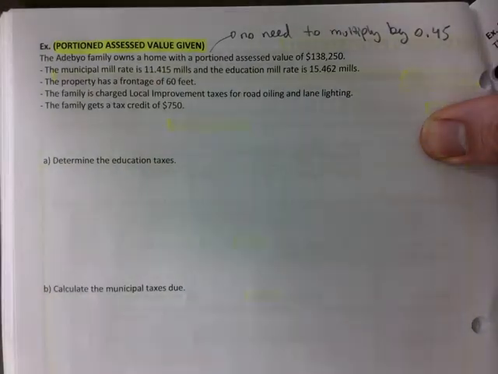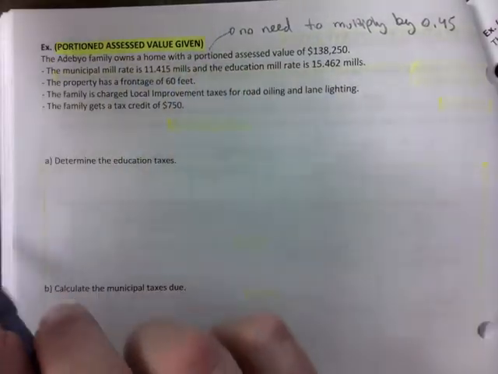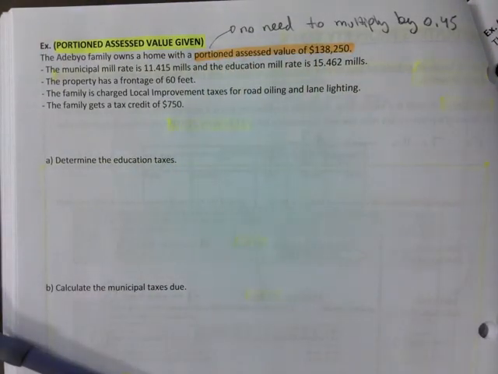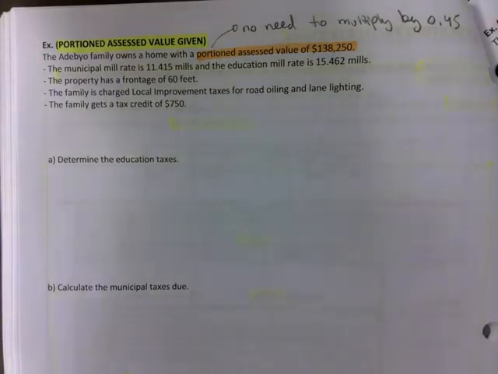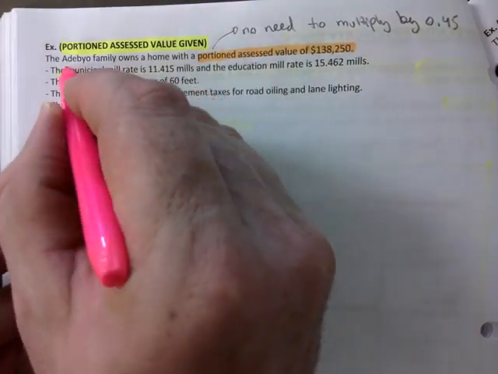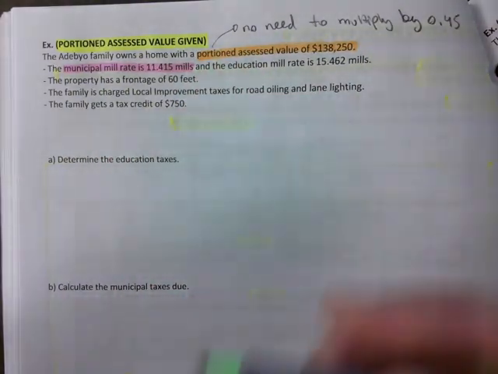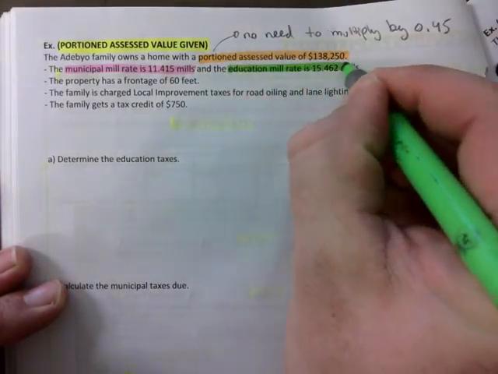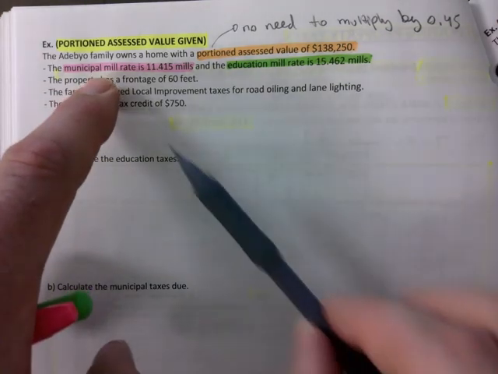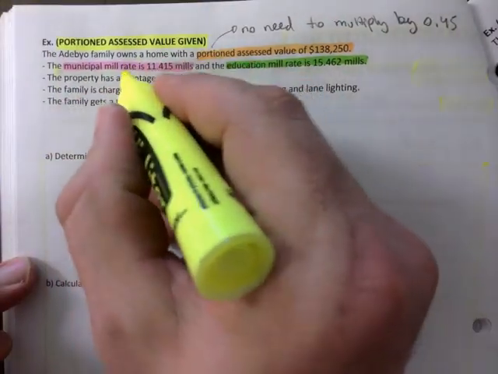No need to multiply by 0.45. That's what that means. So the Adebio family owns a home with a portion assessed value. I'm going to do orange. This is the same color as the previous page for portion assessment. The municipal mill rate is 11.415 mills. Let's highlight that one color. And the education one, we're going to use a different color for that one. And the education mill rate is that. Okay, so two different mill rates. Remember, that's going to help us to figure out the taxes we pay for each portion. The frontage of the property is 60 feet.